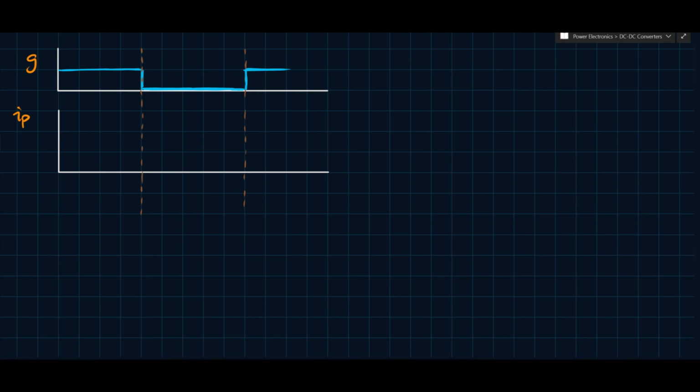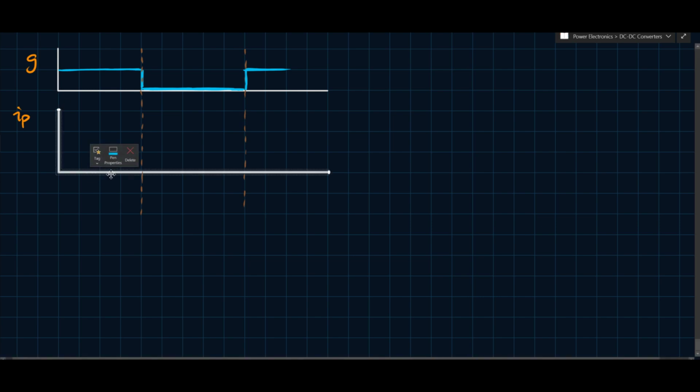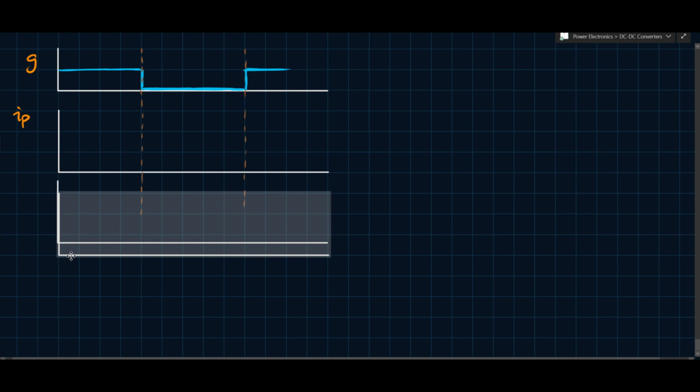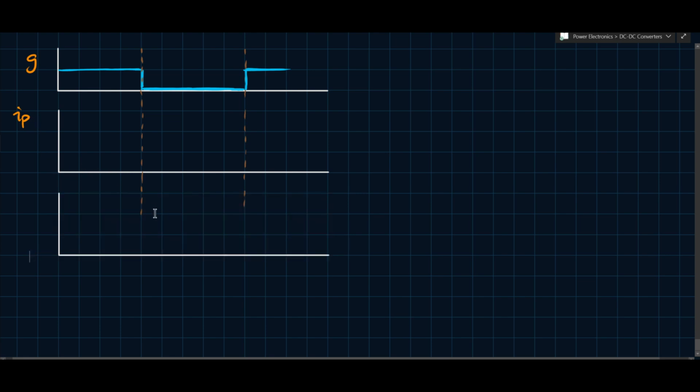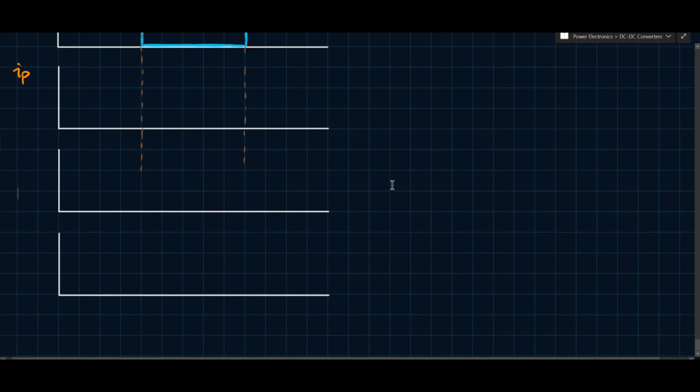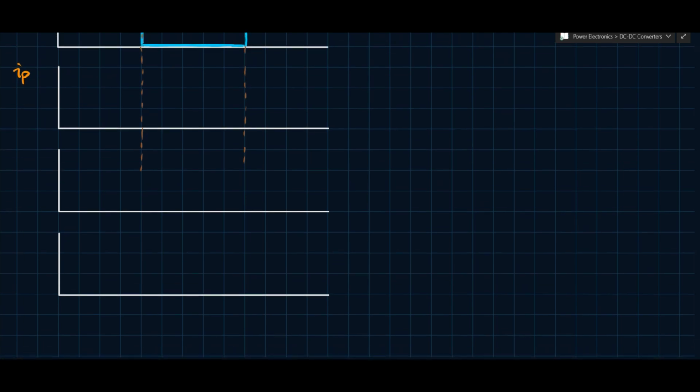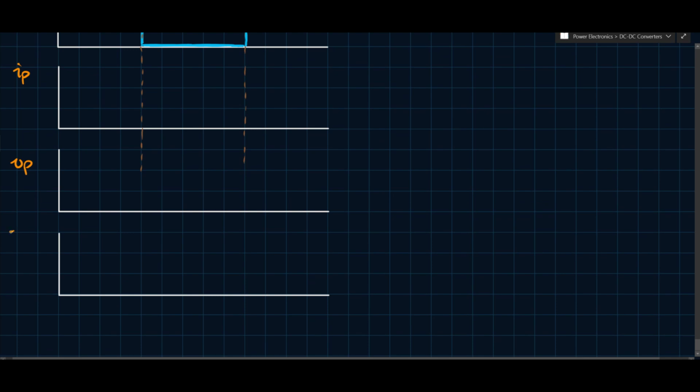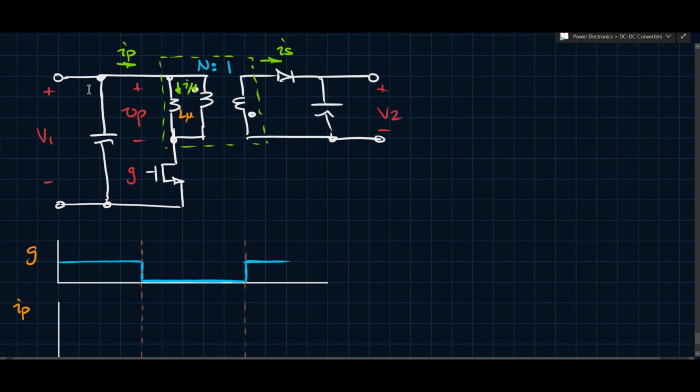So this is IP, and maybe we can copy and paste this here. We also want to have a couple of other things. So we want to have VP, and then we want to have I mu, and then we want to have IS after that, but we'll look at that after. So VP is this one here, and I mu is this one here, and we're going to have some breakpoints that we want to include as well. But the thing to take away here is that when this transistor is on, IP will flow in like this, basically.